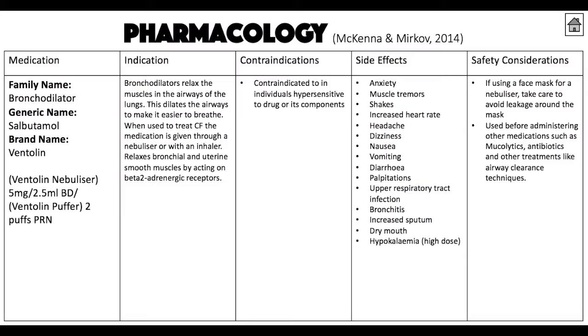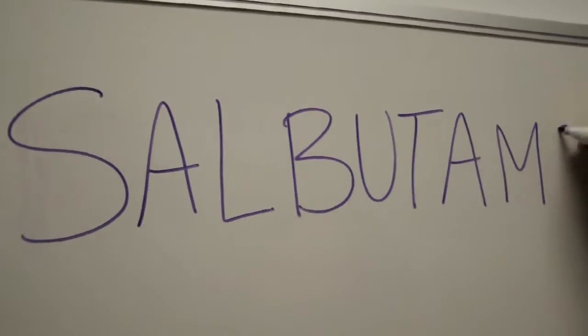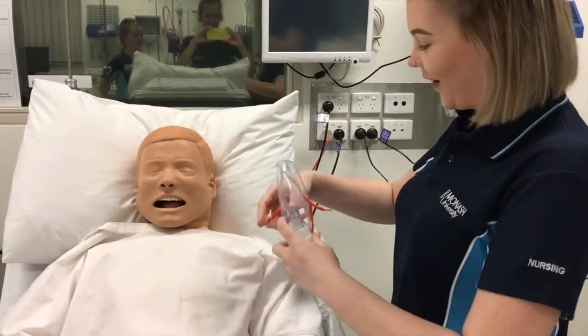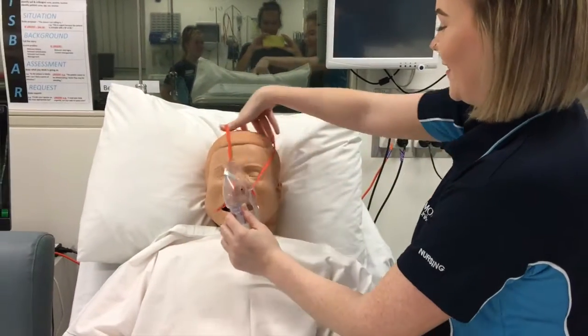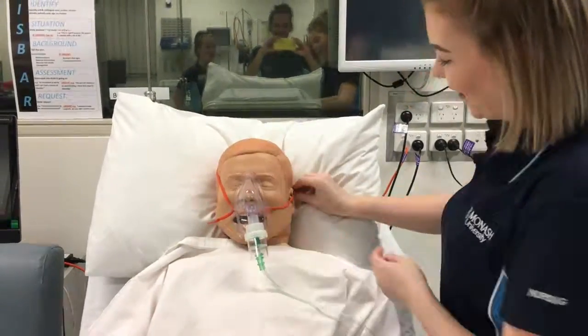The second medication is a bronchodilator whose generic name is salbutamol and its brand name is Ventolin. Bronchodilators relax the muscles in the airway of the lungs. This dilates the airways to make it easier to breathe. When used to treat cystic fibrosis, the medication is given through a nebulizer or with an inhaler. This relaxes the bronchial and uterine smooth muscles by acting on beta-2 adrenergic receptors.